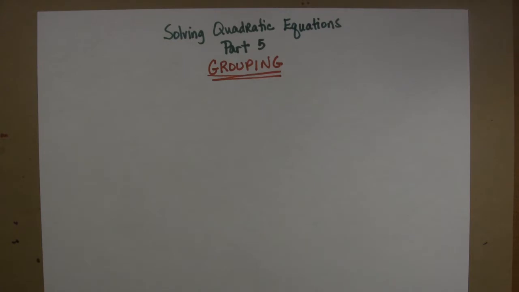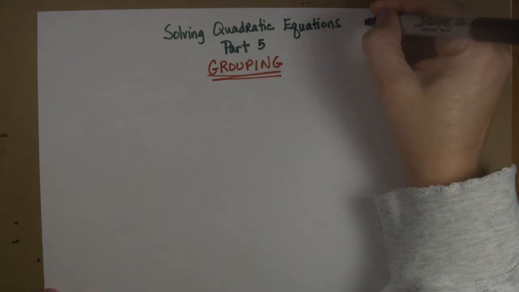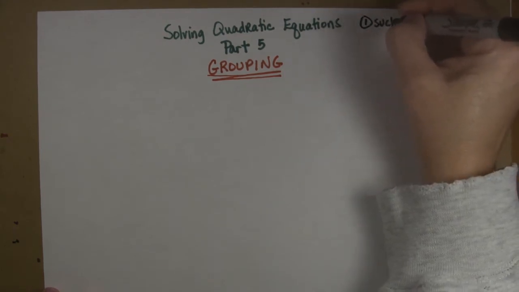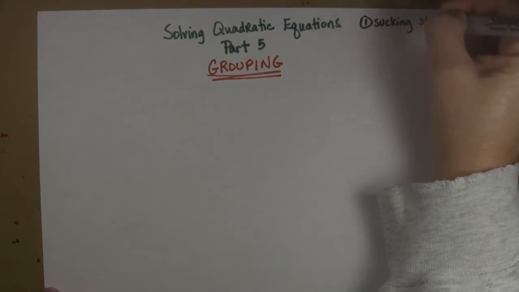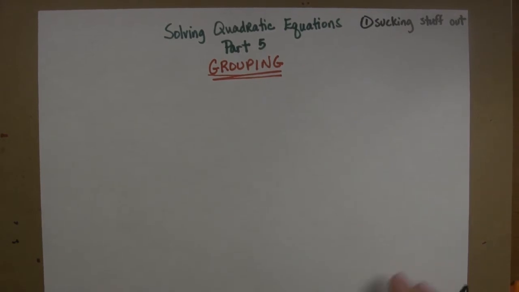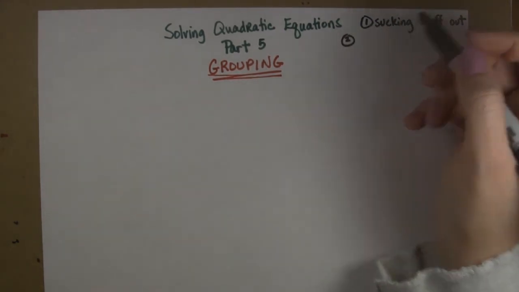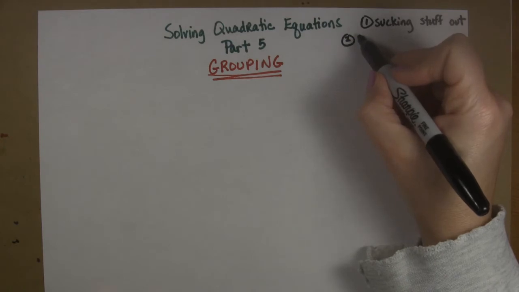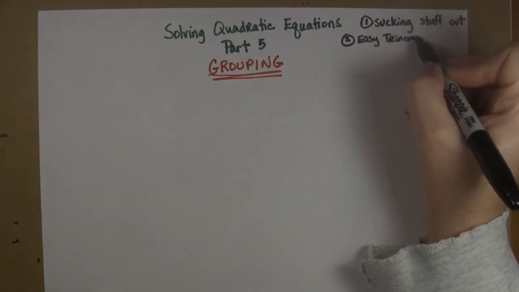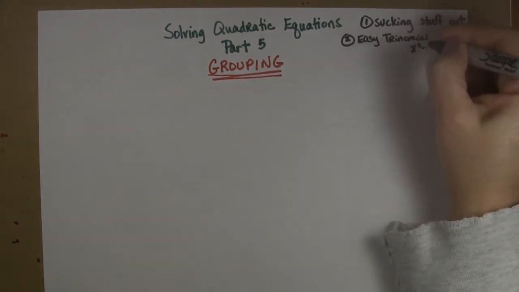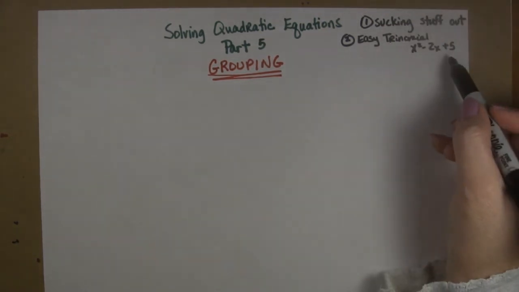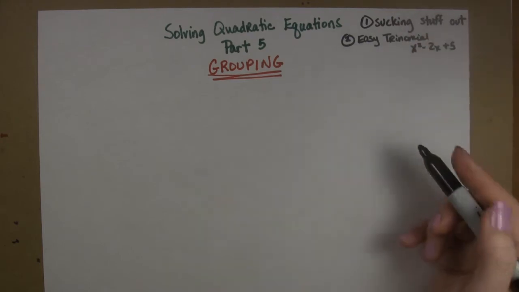So before we get into it, I just want to remind us of where we've already been. If you're faced with a quadratic equation, one thing that you can do is suck some stuff out of the quadratic equation and simplify everything. Another thing that you can do is solve an easy trinomial. That would be like x squared minus 2x plus 5 or something like that. And I don't even know if that will work, so don't get too emotionally attached to that.